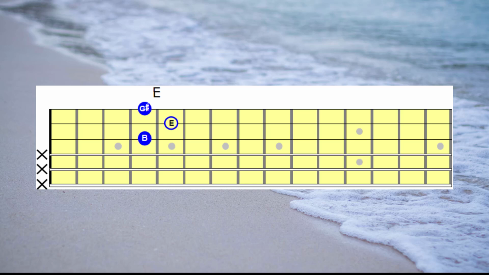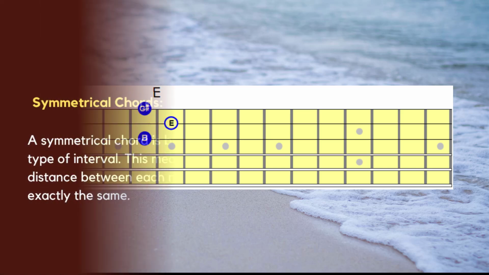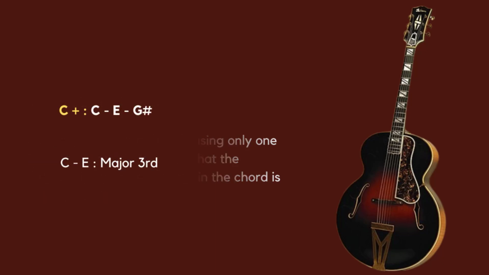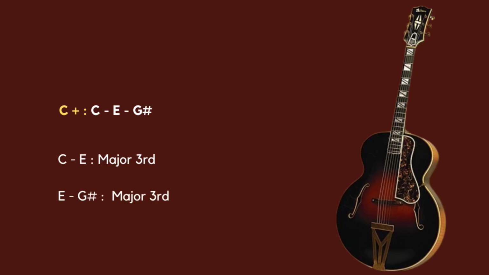Since the augmented chord is a symmetrical chord, meaning that the notes of the augmented chord are all the same distance apart from each other, and each note is a major third away from each other, the distance between a C and E is a major third, and then if we measure the distance between E and G sharp, we'll discover that that is also a major third.